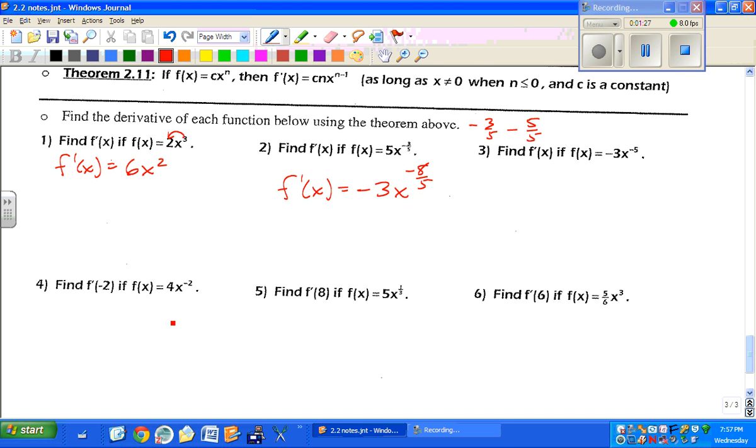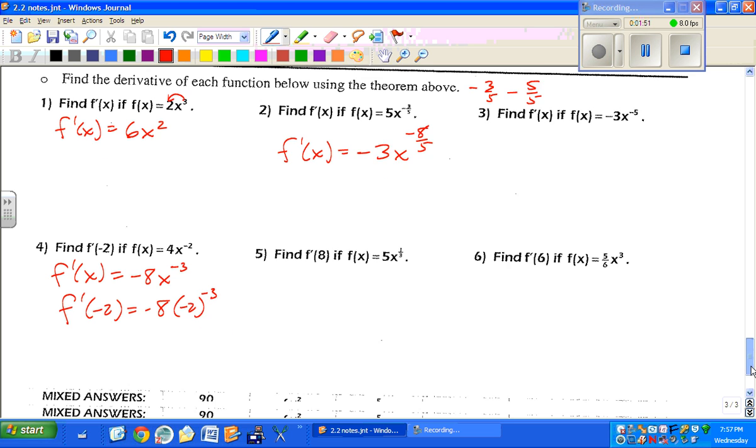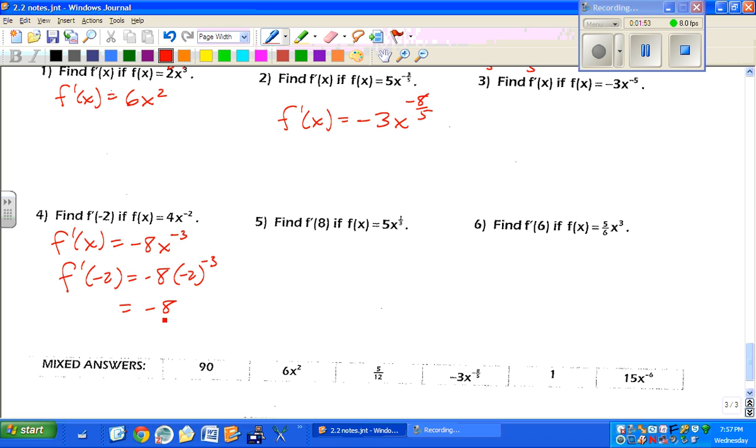And then for problems 4, 5, and 6, we're finding exact values. So to find the derivative of f at negative 2, first we find the derivative of f of x. Bring the negative 2 out in front, so negative 8 times x to the negative third, because we're subtracting that exponent. Now we can go ahead and plug in negative 2. So negative 8 times negative 2 to the negative third. Remember, all that means we get negative 8 over negative 2 to the positive third power. That's negative 8 divided by negative 8, which is 1.